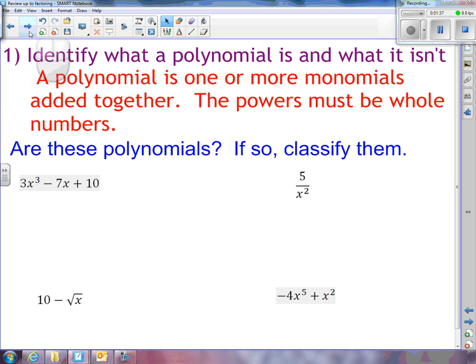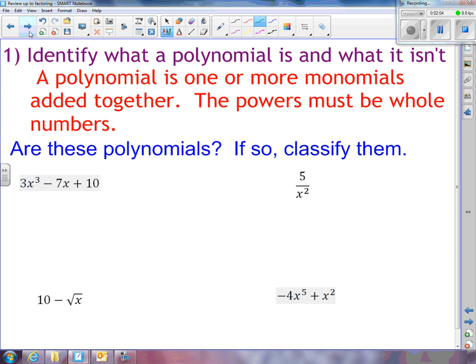So let's take some time and do practice ones of the first type. Let's identify what a polynomial is and what it isn't. A polynomial is one or more monomials added together, so the powers must be whole numbers. You can't have a negative power, and you can't have a fractional power. So let's go through and decide if any of these 4 are polynomials. If they are, we're going to classify them.